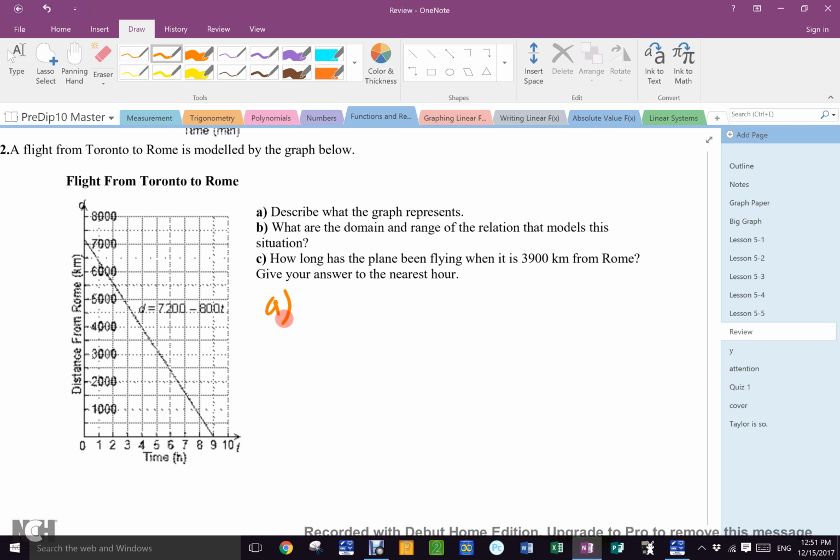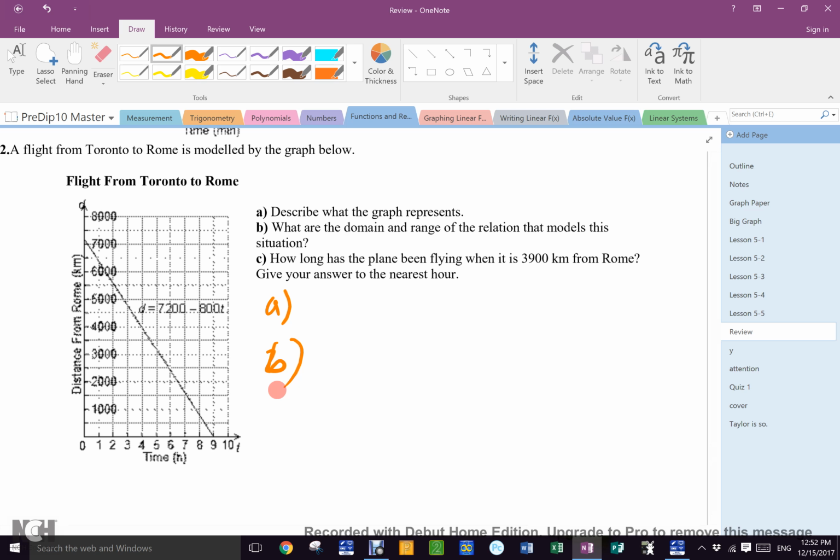Okay, so yeah, you're going to get 1 point for talking about anything to do with distance from Toronto to Rome, right? Very important. B. What is the domain and range? This one's tricky. People screw it up all the time.